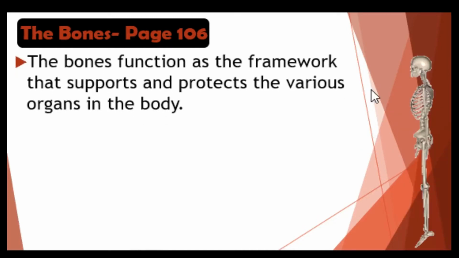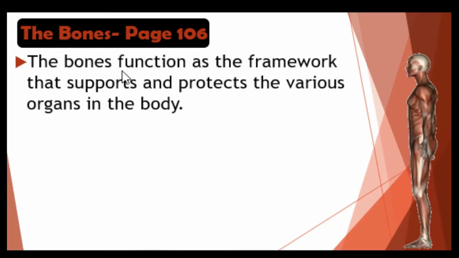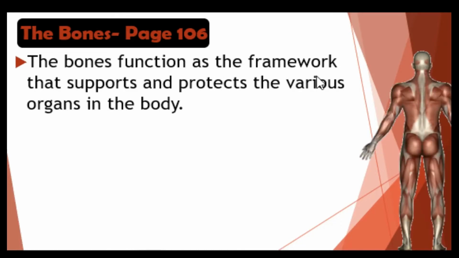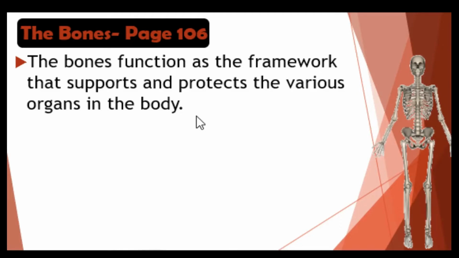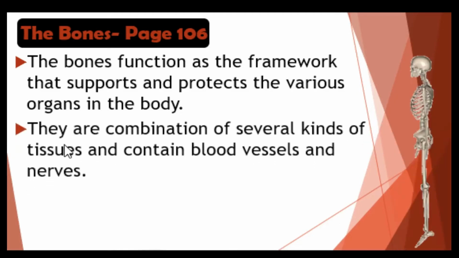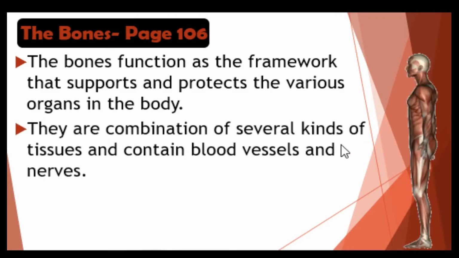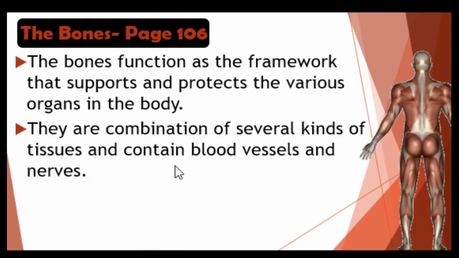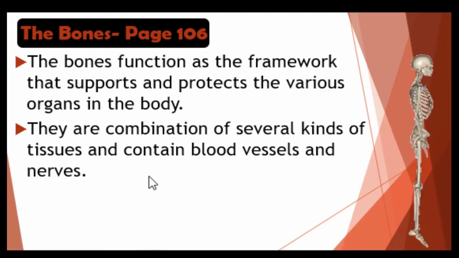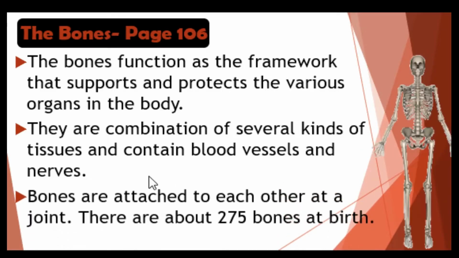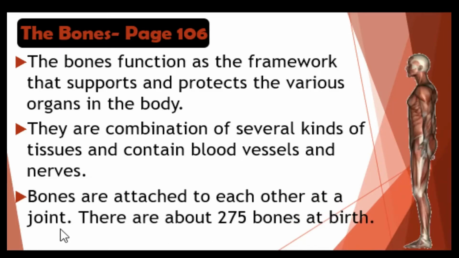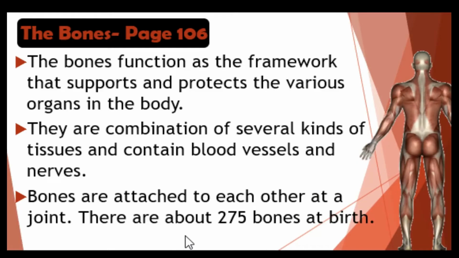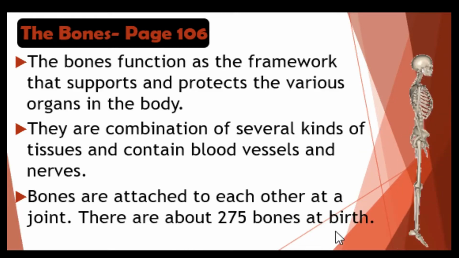Let's talk about the bones. The bones function as the framework that supports and protects the various organs in the body. They are a combination of several kinds of tissues and contain blood vessels and nerves. Bones are attached to each other at a joint. There are about 275 bones at birth.